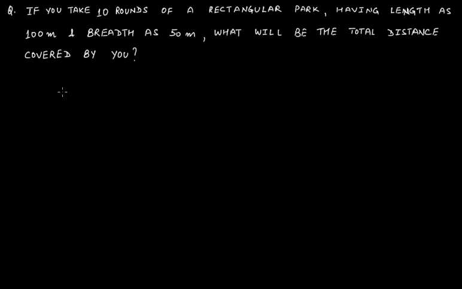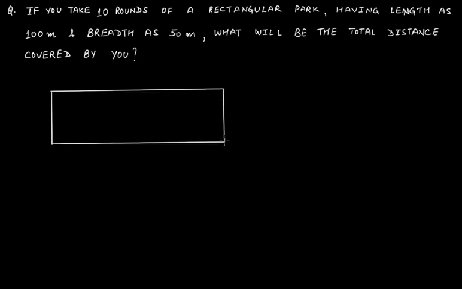So you have this rectangular park, A, B, C, D, representing a rectangular park. The length is 100 meter and the breadth is 50 meter, right? The length of the park is 100, the breadth of the park is 50 meter.